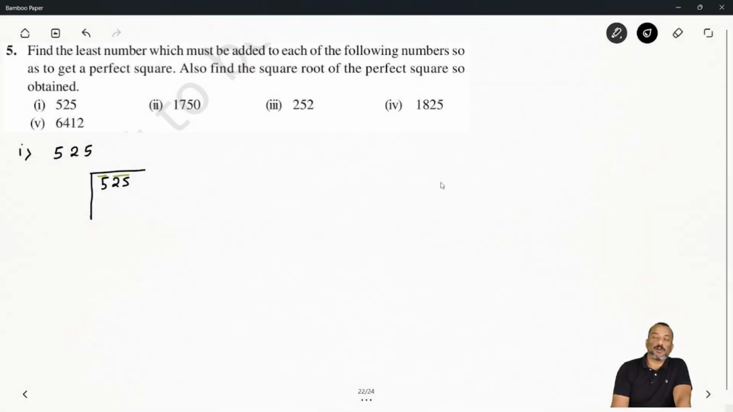So before 5, any number comes in a pair. So you take a pair of 2. So 2 times 2, the perfect square is 4. So you can go with 2 and 2 will be added. So you will get 4 here and 1 here. Now after that you will get 25.